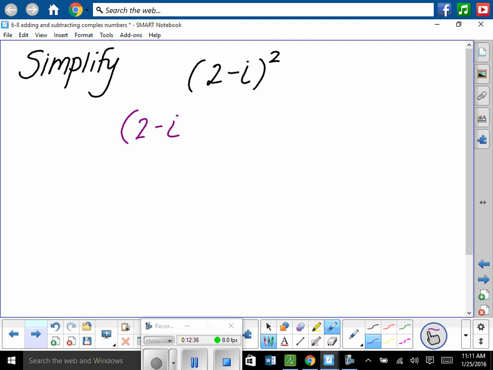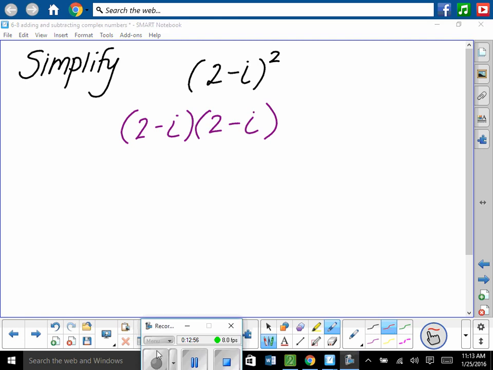2 minus i. 2 minus i. So 2 minus i times 2 minus i. Very good. Now, let's distribute. You know what? I'm going to let you try it. Go. Try this one very carefully. And then I'm going to come see if you got it right. And then we'll go through it together. Okay, ready, set, go.